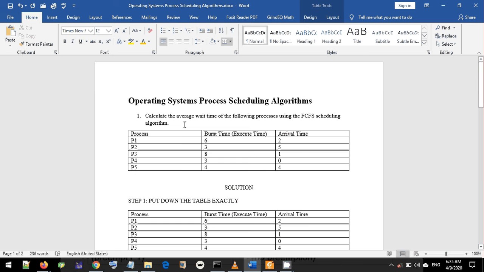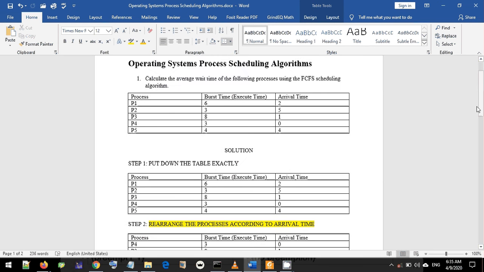Now, let's calculate the average wait time of the following processes using the first come first serve algorithm. We have processes on the first column, burst time on the second column, then arrival time on the last column. Observe something before we go ahead. Process 1 enters the ready queue at the second time instant. Process 2 enters at the fifth time instant. Process 3 at the first. Process 4 at the 0th time instant. Process 5 at the fourth time instant.